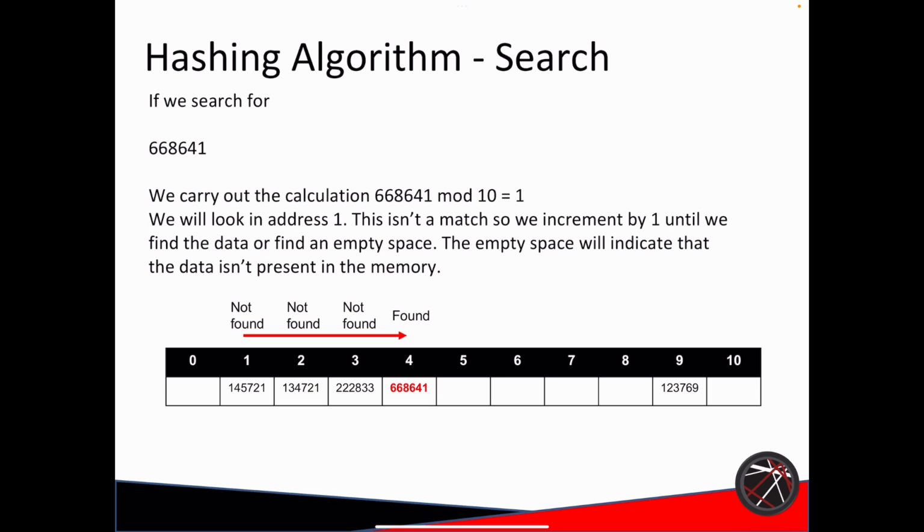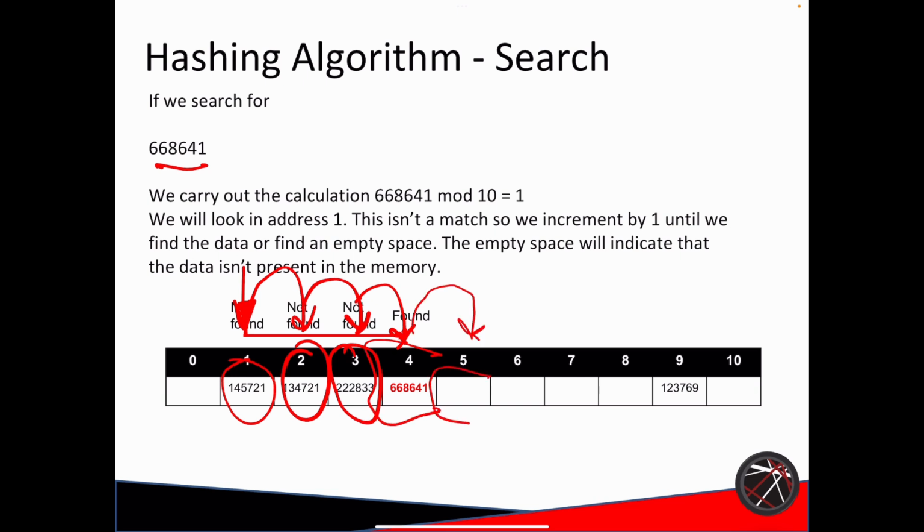When you're searching, you carry out the hash on the data you're looking for, which will take you to position 1. That doesn't create a match, and therefore you need to look in the next one. Not a match, look in the next one, not a match, and then the next one, it is a match. If this for some reason wasn't a match, what we need to do then is look into the next available space, and if it's empty, that means you know for definite it's not in there. Okay, but in this case, it was there, and therefore we've found the item we were searching for.